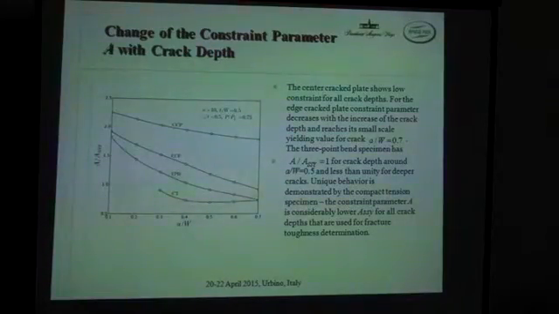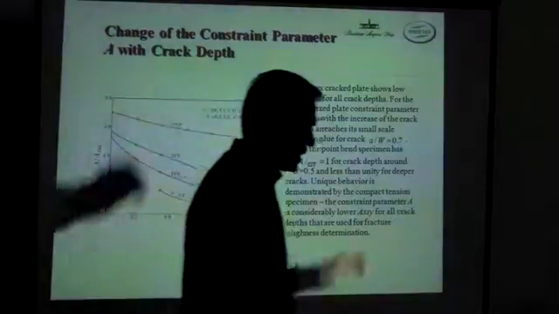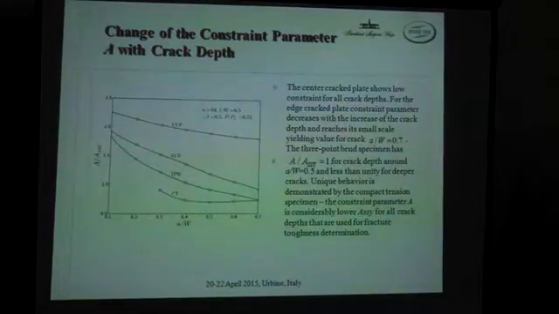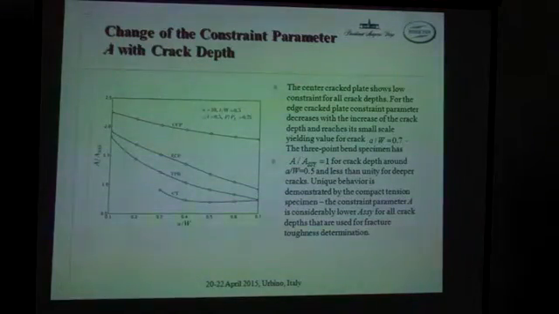And a very important result, unique behavior is demonstrated by the compact tension specimen. The constraint parameter A is considerably lower than the A parameter for small scale yielding conditions for all crack aspect ratio that are used for fracture toughness determination. So, CT specimen gives enough conservative fracture toughness in the test.